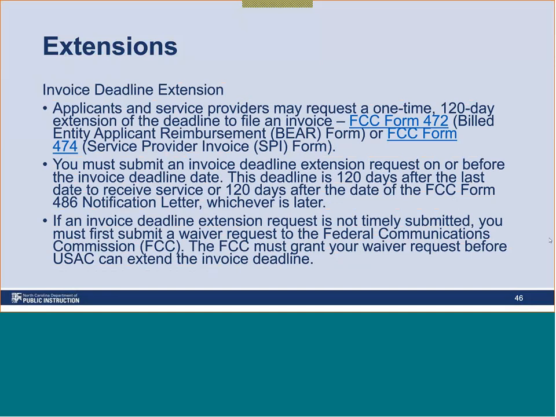You have to submit an invoice deadline extension on or before the invoice deadline date. You cannot wait until the next day and say, oh shoot. The deadline is 120 days after the last date to receive service or 120 days after the date of the FCC Form 486, whichever is later. If an invoice deadline extension is not timely submitted, you must first submit a waiver request to the FCC, and then the FCC must grant your waiver request before USAC can extend the invoice deadline.